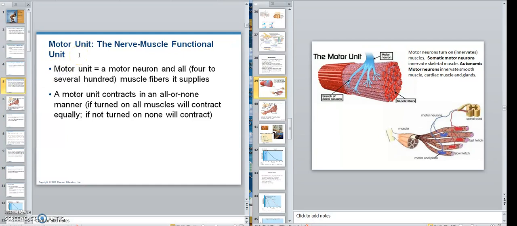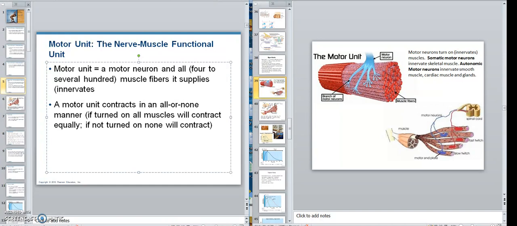Let's talk first about a motor unit. A motor unit is one somatic motor neuron and all the fibers it supplies, or innervates. I'm going to use another word here, ladies and gentlemen, called innervates. Learn that one. So a motor neuron, and to help you I'm going to put here a somatic motor neuron, we're going to see what that's about, and all the muscle fibers it supplies. A motor unit contracts in an all or none manner. If turned on, all the muscle fibers will contract equally. If not turned on, none will contract.